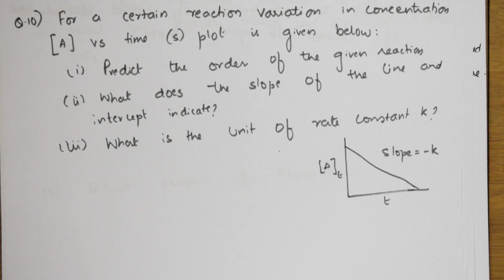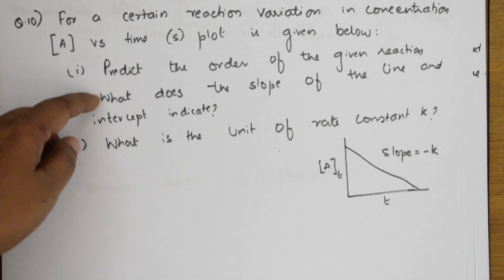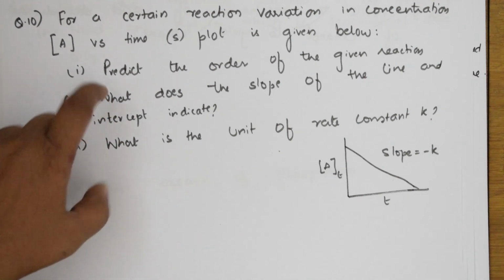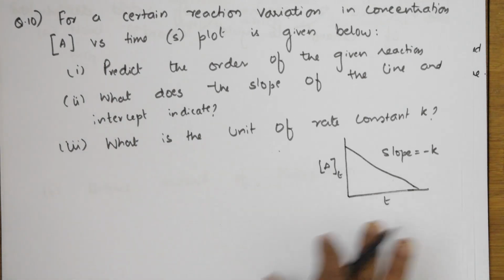Okay, so basically, first important thing, this is a 2 marks question. What do they want you to do? They want you to write the order of the reaction. They want you to write what the slope indicates. After that, the unit. For knowing the slope, first of all, you should know what is the formula, right? So simple. I'll make you understand.